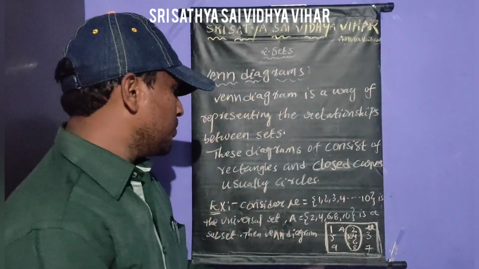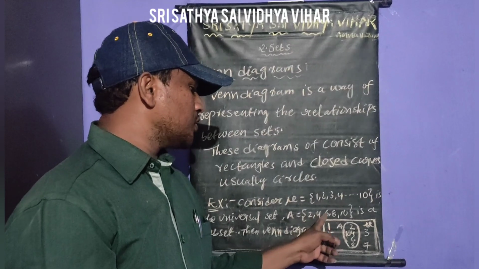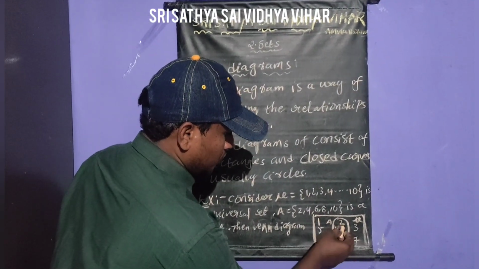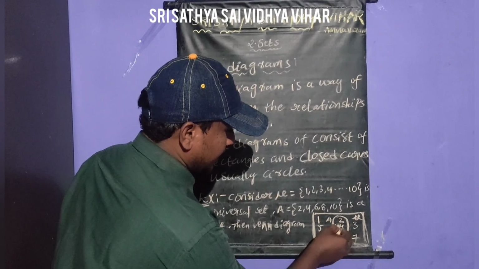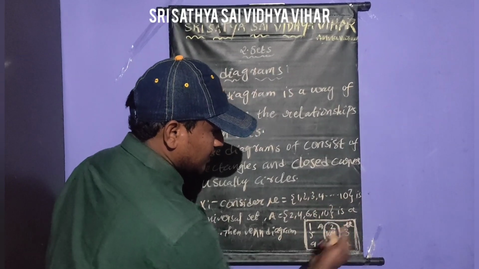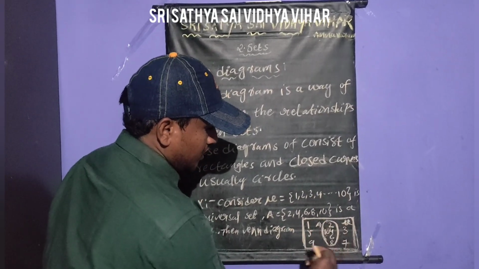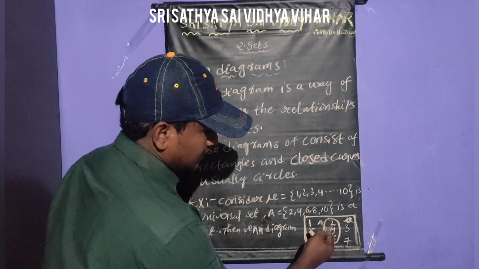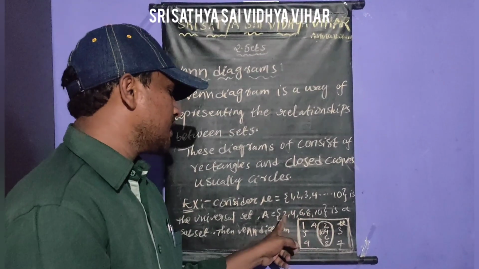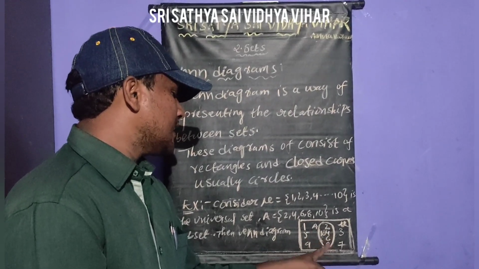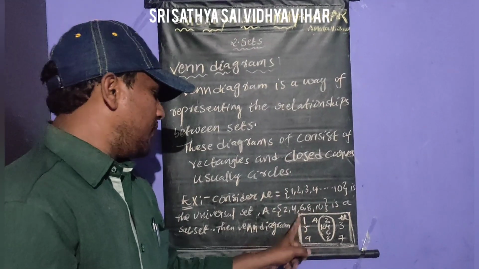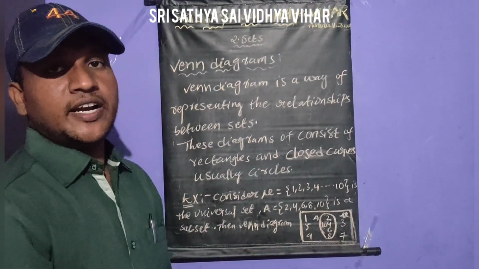Already we know that A is equal to 2, 4, 6, 8, 10. So 2, 4, 6, 8, 10 is the set A. What are the remaining elements in the universal set? 1, 3, 5, 7, 9. The elements of A are given as 2, 4, 6, 8, 10, and this is represented as the Venn diagram.